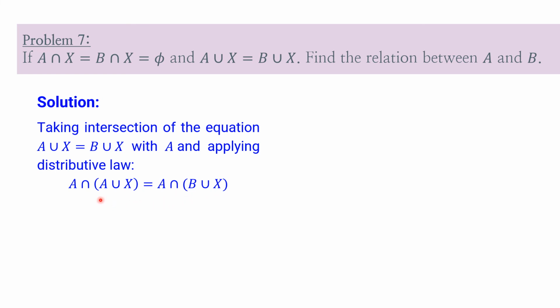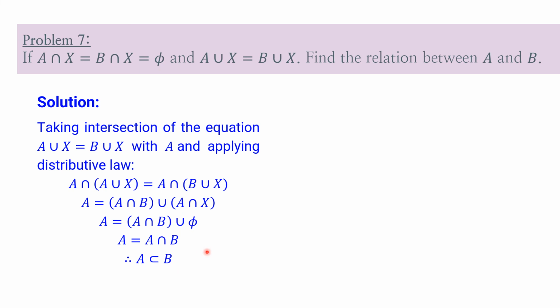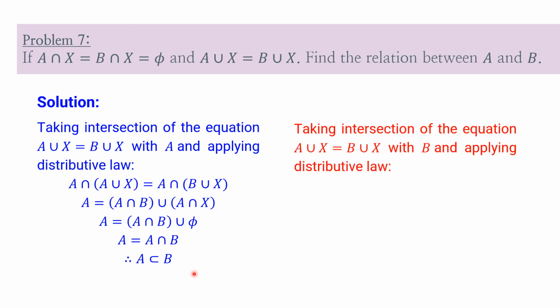Now when we intersect A union X with A, we get the set A itself, and applying distributive law on A intersection B union X, we get A equals A intersection B union A intersection X. Now since A intersection X is an empty set, we get A equals A intersection B union phi. This means A equals A intersection B, and this means A is a subset of B.